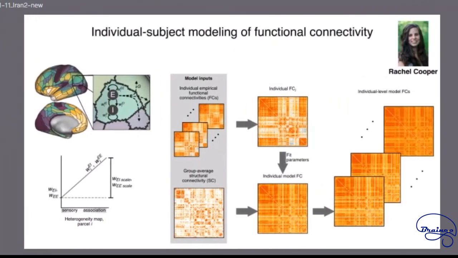Okay, so the approach we're going to take is to use that same modeling framework, except now instead of fitting an entire group of subjects, we're going to fit at the individual subject level. In other words, the parameters are going to be optimized to fit an individual's fMRI resting state BOLD functional connectivity matrix, and then we'll do that for each subject. This is using the publicly available Human Connectome Project HCP dataset, where we have hundreds of unrelated subjects.